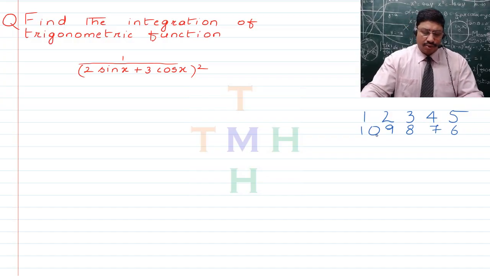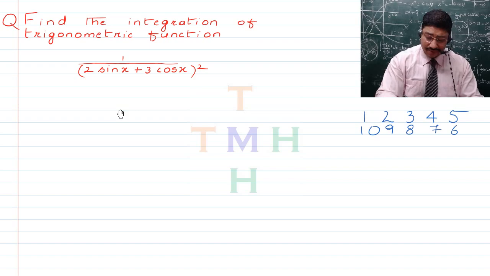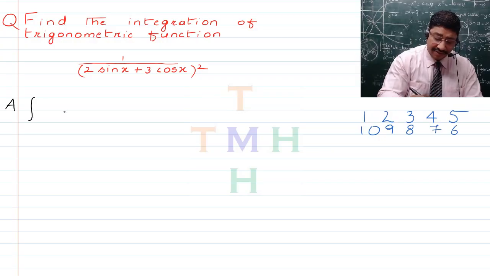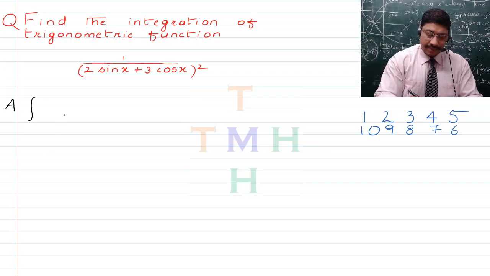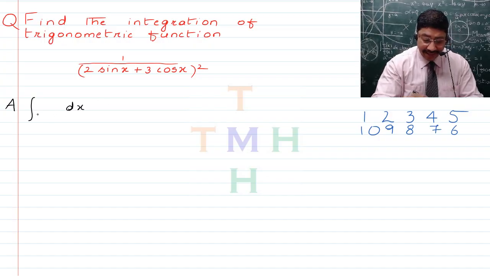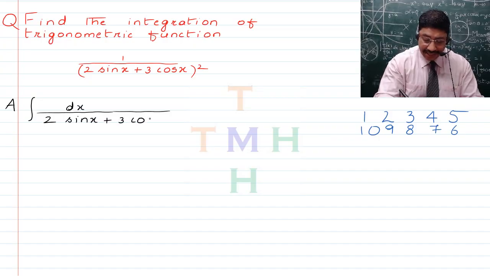Okay, now children, we have this question: find the integration of the trigonometric function. Here we've been given a trigonometric function, and since we've got to integrate, it automatically means that to find the integral of this, first we have to write the sign of integration. And in the numerator we have nothing, so obviously 1 is going to get multiplied with dx, and in the denominator we have been given 2 sin x, to which is added 3 cos x, and there is a whole square of this.